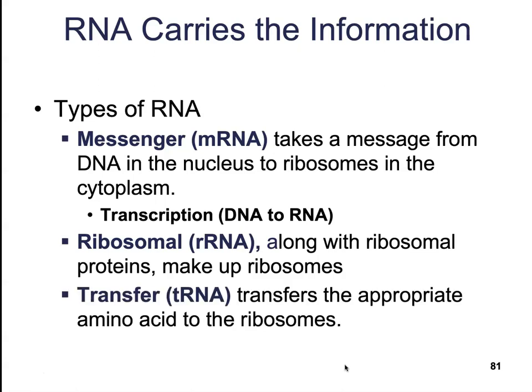Finally, there's going to be tRNA, or transfer RNA. tRNA transfers the appropriate amino acids to the ribosomes. This process is known as translation. The reason we call it translation is because we are translating from the language of nucleic acids into the language of amino acids. We're going from nucleic acids to proteins. And in order to do this, we're going to need a translation guide, an RNA to amino acid dictionary.